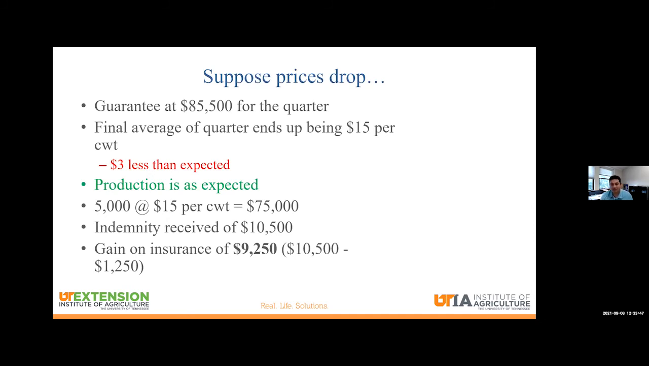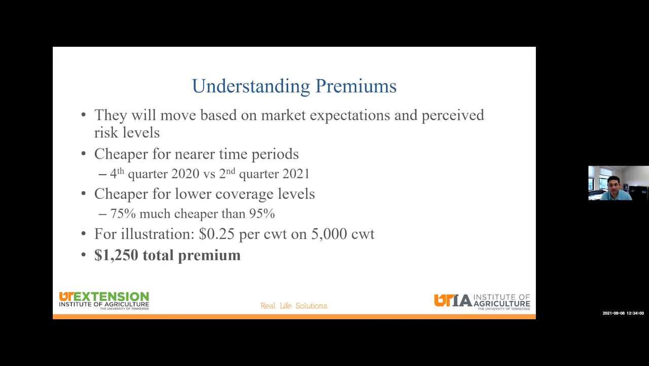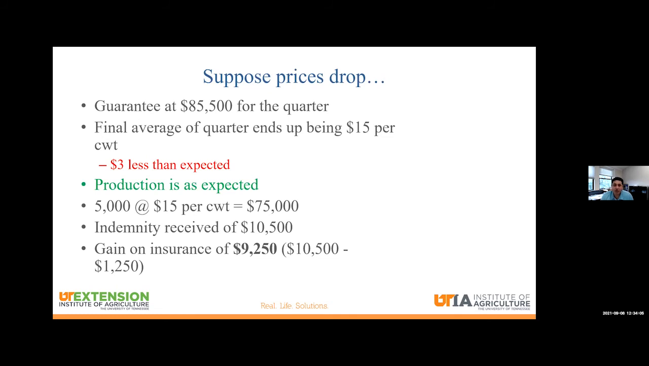And so we say, okay, we've locked it in. We've locked in our premium. What happens if price dropped? Just because I put that there in case we're trending that way. So let's see what happens. We've guaranteed ourselves 85.5, remember from the previous example, at the 95% coverage level. But the final average of the quarter ends up being $15 per hundredweight, which is $3 less than expected. But on a positive side, your production is as expected. And so if we do our 5,000 hundredweight times our $15 per hundredweight, we get $75,000. Therefore, the indemnity is triggered and you receive $10,500.